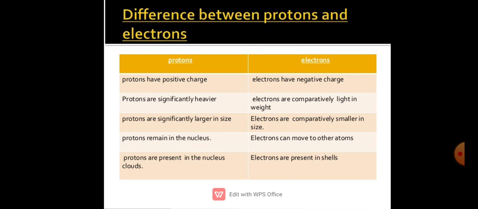Protons are significantly large in size. Electrons are comparatively smaller in size. Protons remain in the nucleus. Electrons can move to another atom due to chemical reactions. Protons are present in the nucleus. Electrons are present in the shells.